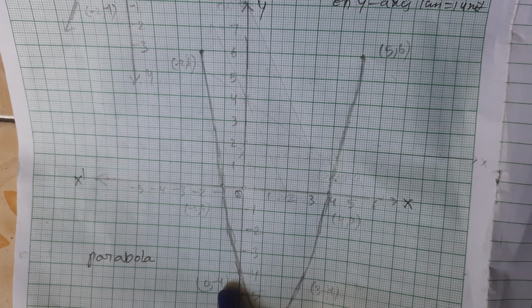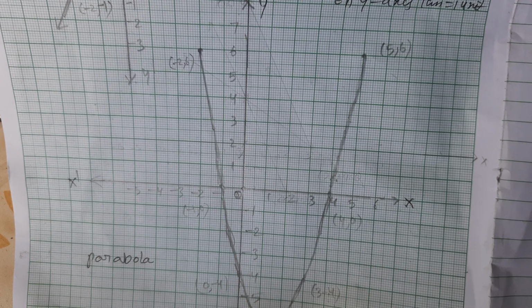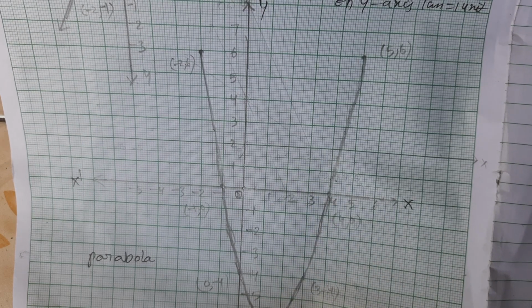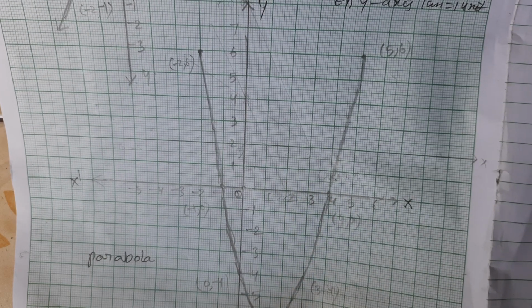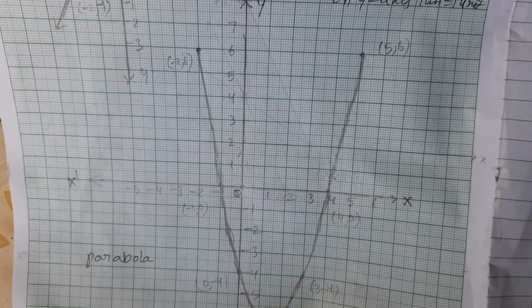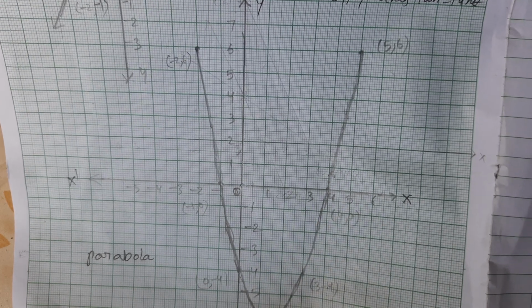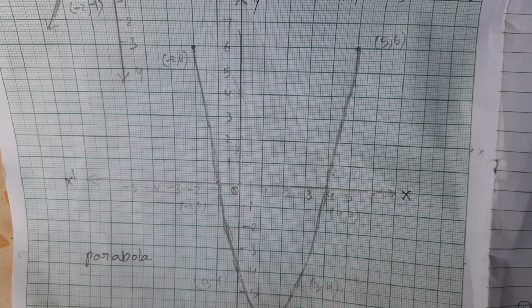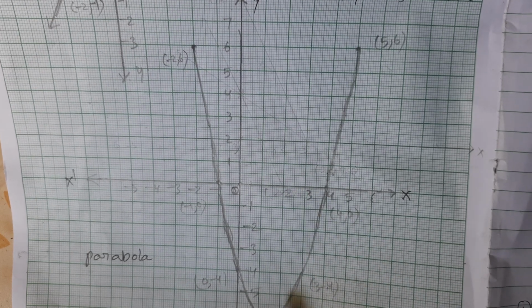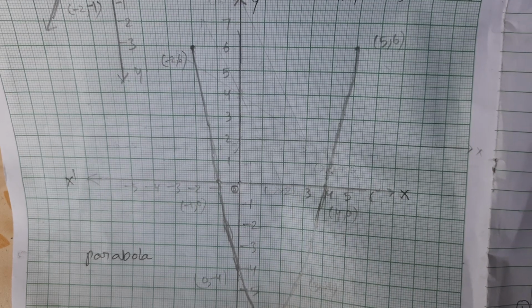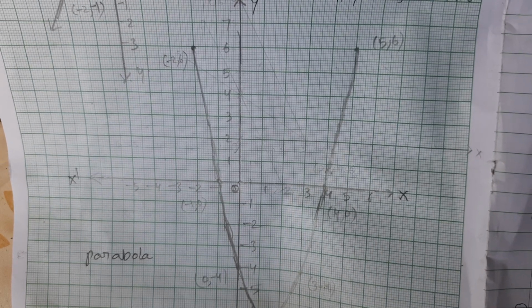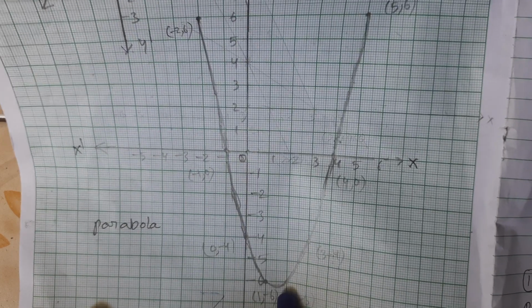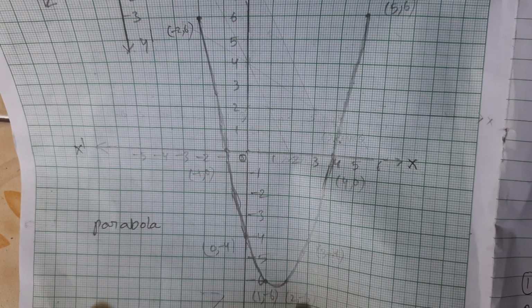0, -4. Later, the fourth point is 1, -4... 1, 6 I have drawn. Later 2, -6, positive side of the x-axis, negative side of the y-axis. 2, -6 is this point. What I am showing with the pen, you might have observed. This is 2, -6.